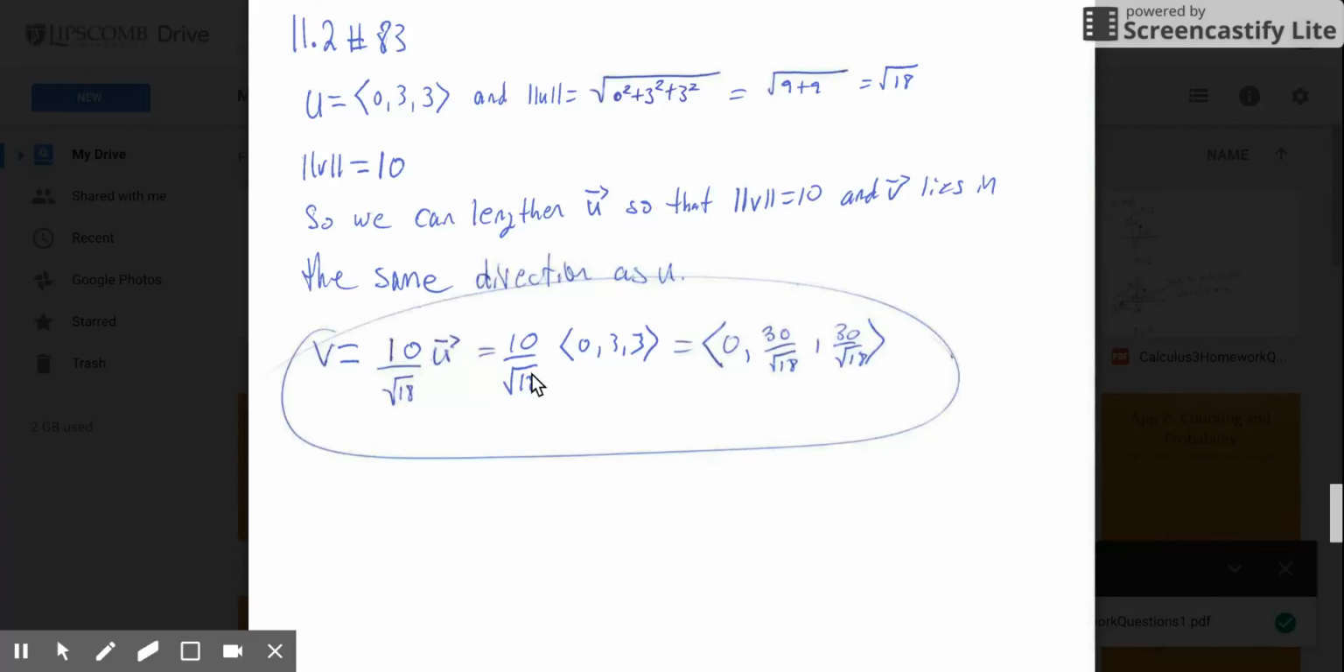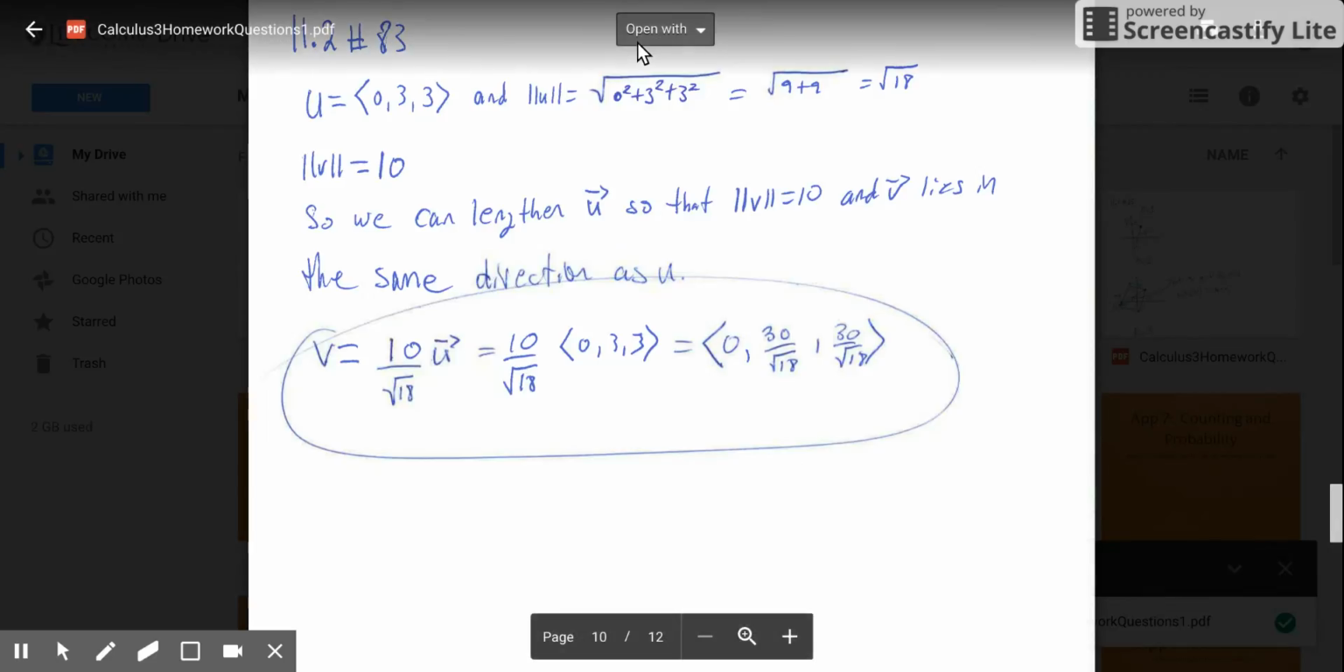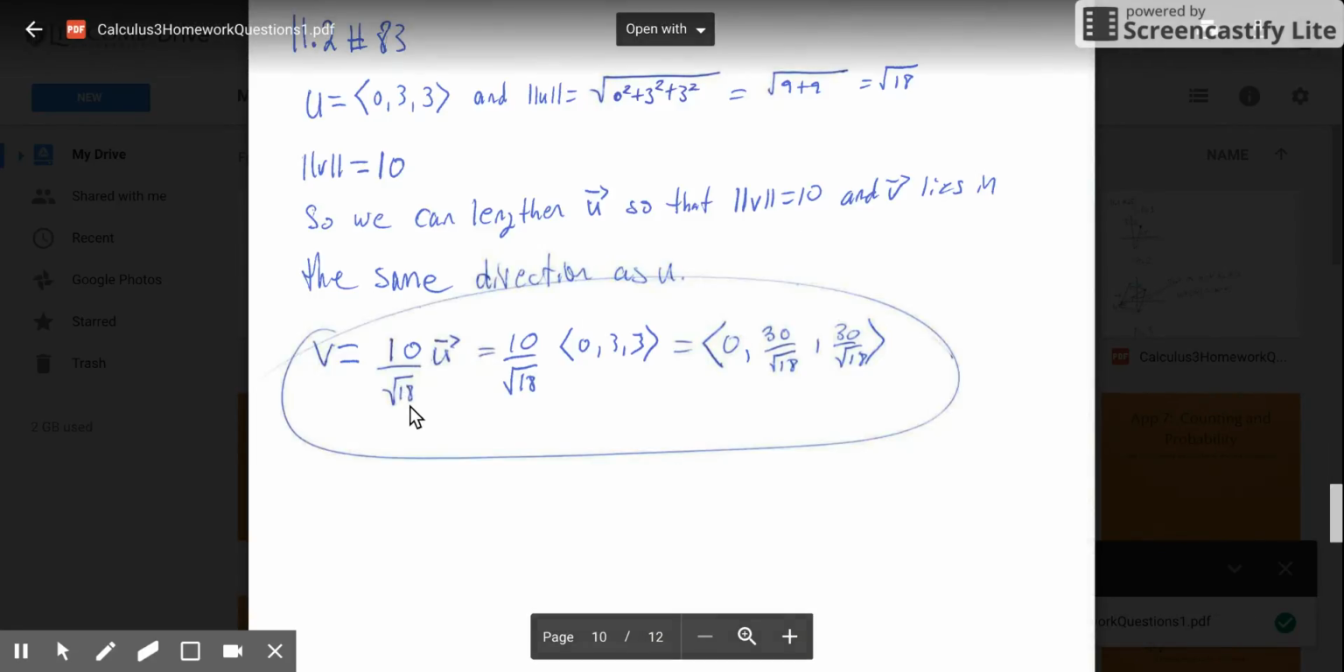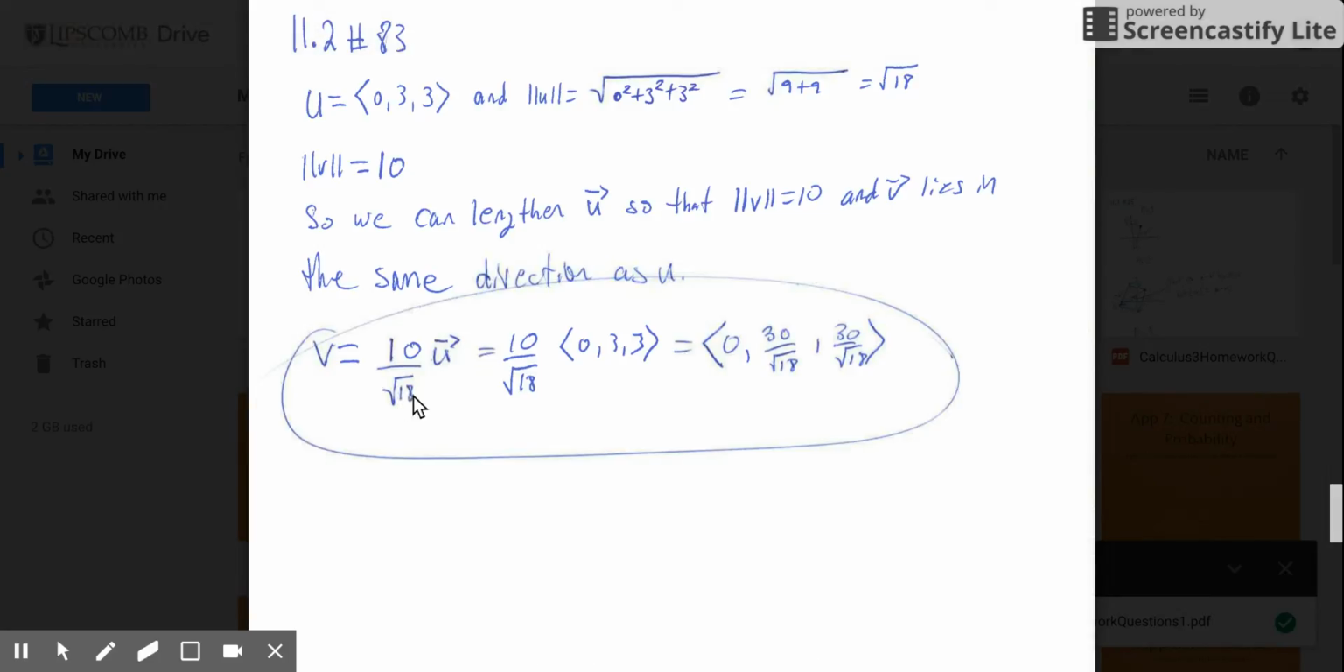So thinking about the fact that we can lengthen the vector u, currently its length is the square root of 18. We can multiply that vector by anything we want so that it maintains its direction, but its length changes. So I chose to multiply by 10 over the square root of 18. Again, dividing by square root of 18 technically turns it into a unit vector, and then multiplying by 10 stretches it back out to being a vector with a magnitude of 10. Doing that, we get the following result there, and I did not rationalize.